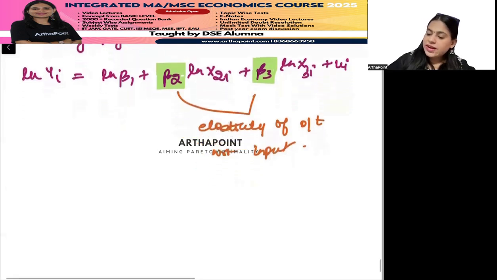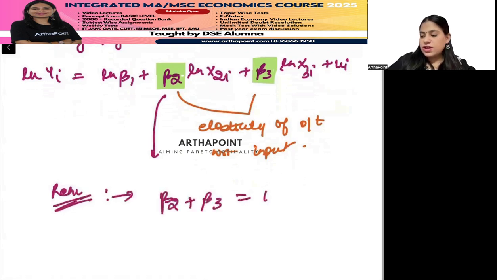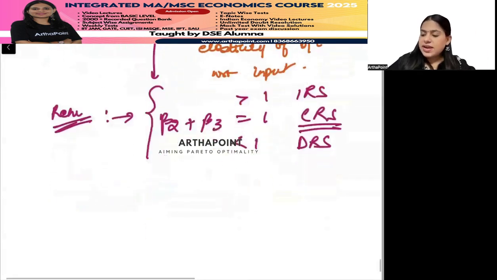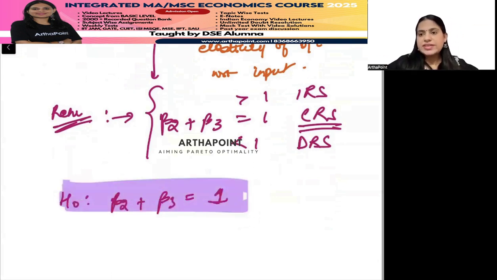And we know that if I need to check the returns to scale, I need to add these coefficients together. So अगर ये 1 हुआ, it is CRS. If it is greater than 1, IRS, and if it is less than 1, then DRS. We have done this in econometrics already, beta. है ना? So my null hypothesis must be that beta 2 plus beta 3 equals 1. I want to check this for constant returns to scale. So these kinds of questions are important.